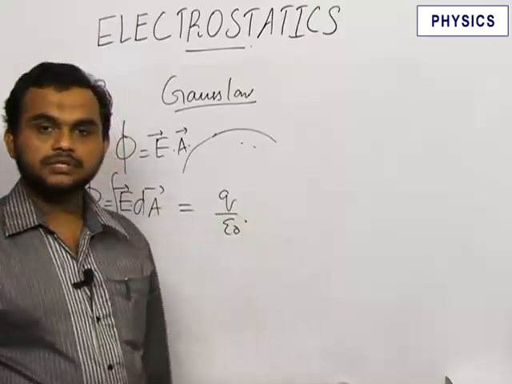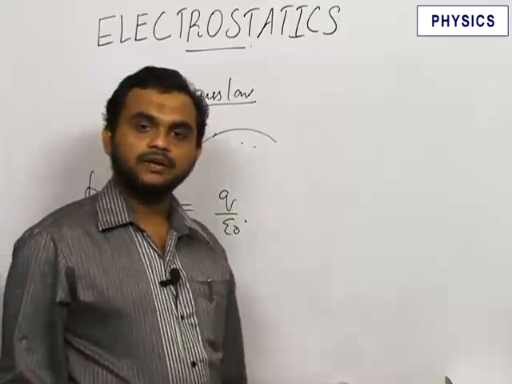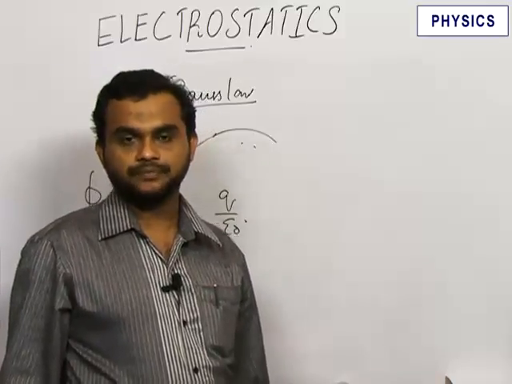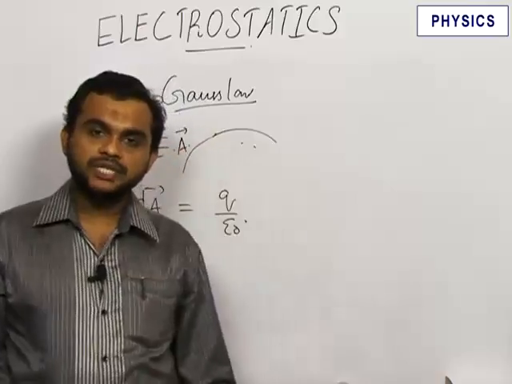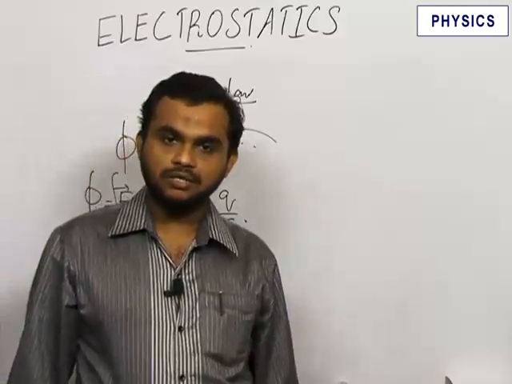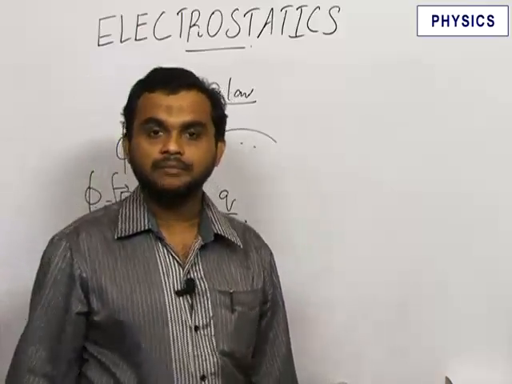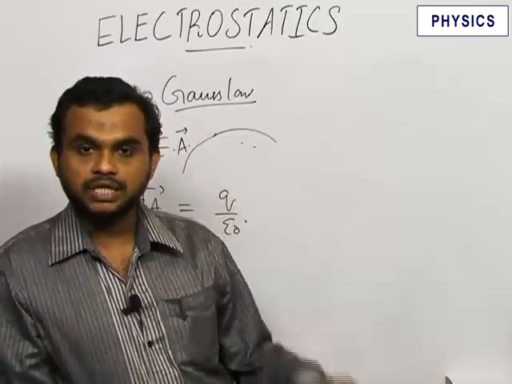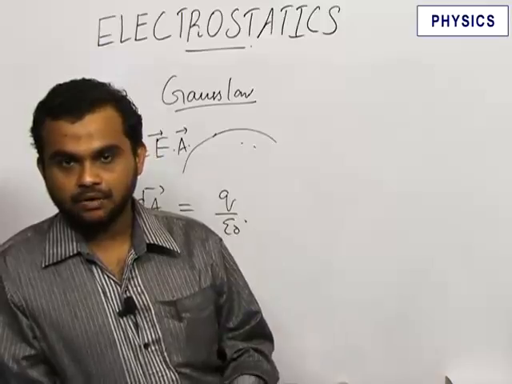The advantage of this Gauss law is that we can find the electric field due to symmetrical charge distribution. The surface which is considered to use Gauss law is the Gaussian surface. We have to imagine a surface which is symmetrical to the given charge distribution. What do you mean by this?